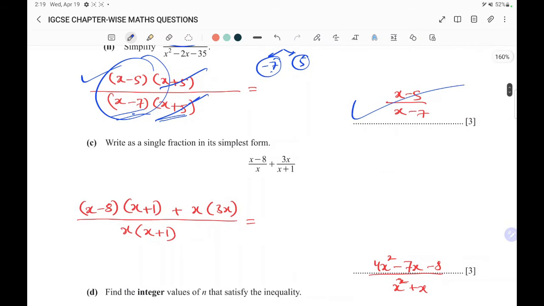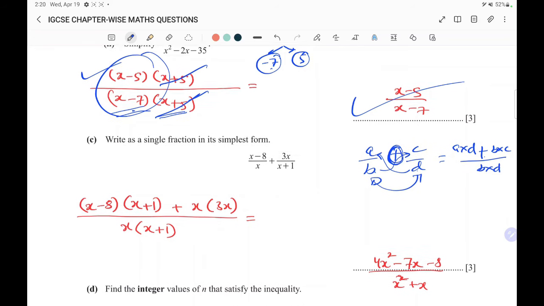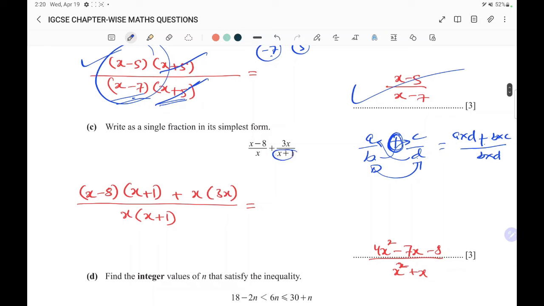Write as a single fraction in its simple form. Okay, that's very simple. Here I would like to explain my method, which I like most. A over b plus c over d. You have to cross multiply d to a and then b to c. So you will write a times d. If it is a plus sign, you write plus. If it is minus, you write minus. So a times d, plus b times c, over b times d. In this case also, x plus 1 is multiplied by x minus 8. So here you can find x minus 8, x plus 1. This is a plus sign, so here it is a plus sign.